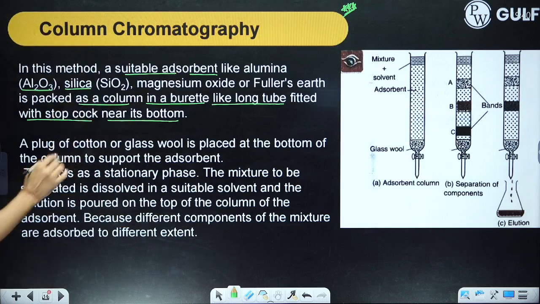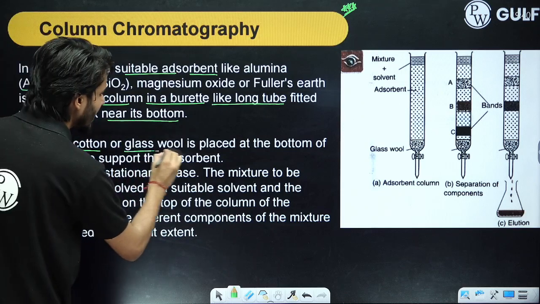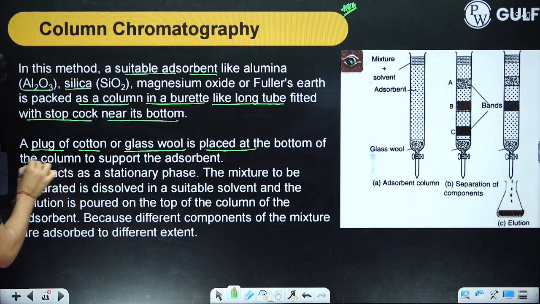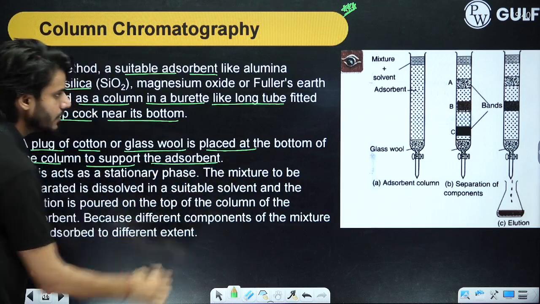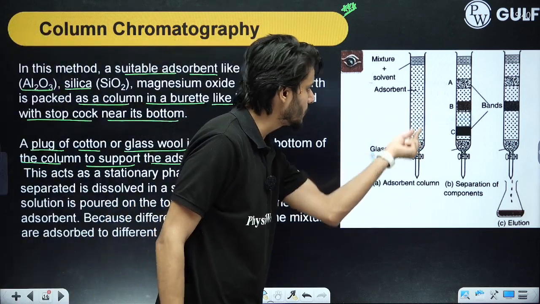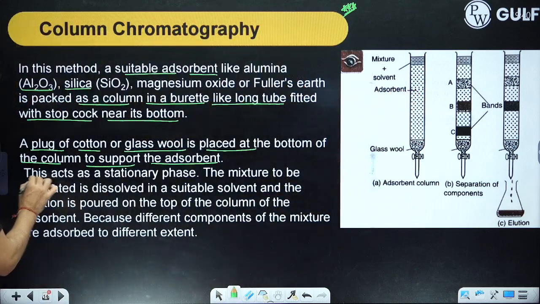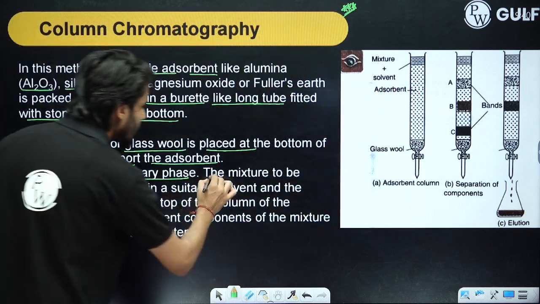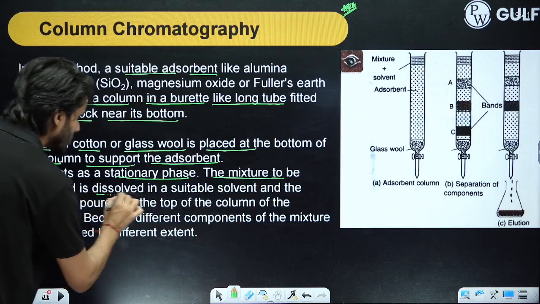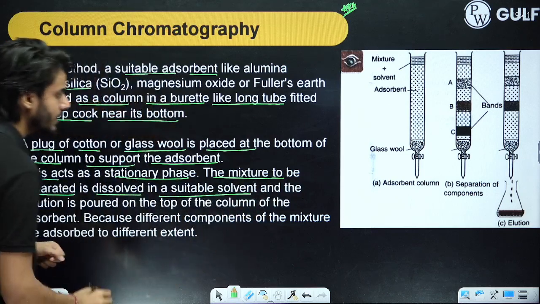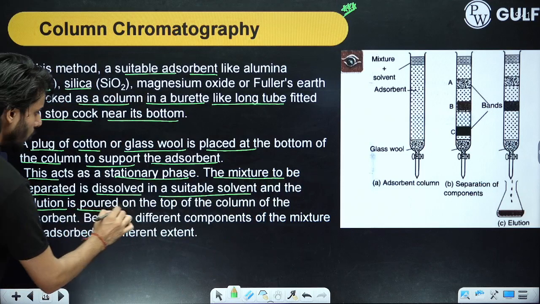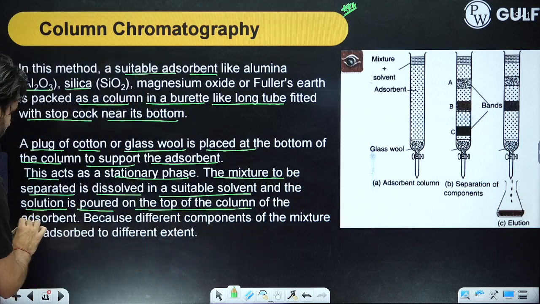Let's understand with the help of this diagram again. A plug of cotton or glass wool is placed at the bottom of the column to support the adsorbent. Here we have the glass wool which is going to support the adsorbent. This acts as a stationary phase. The mixture to be separated is dissolved in a suitable solvent, and the solution is poured on the top of the column of the adsorbent.